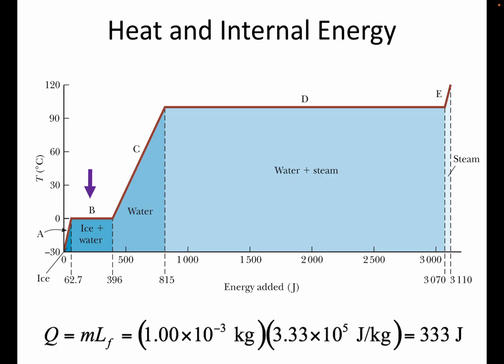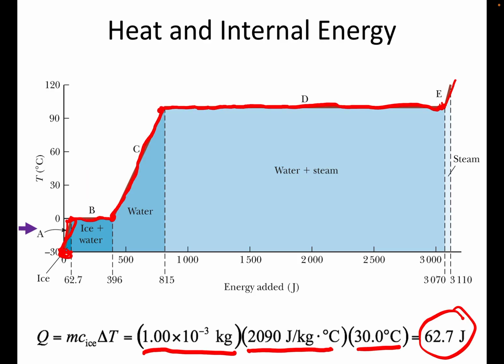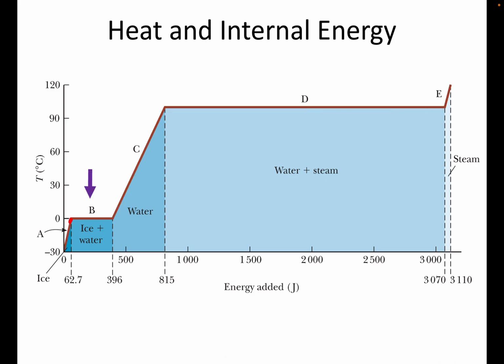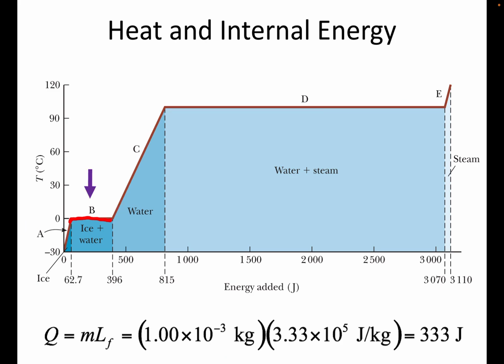Now after we add 62.7 joules of energy, it's still ice at a temperature of 0 Celsius. So we need to melt all the ice to water by adding energy. If we want to melt 1 gram of ice, we need to add mass times the latent heat of ice. We need to add 333 joules of energy to melt the ice to water. So it will be 0 Celsius water right now.